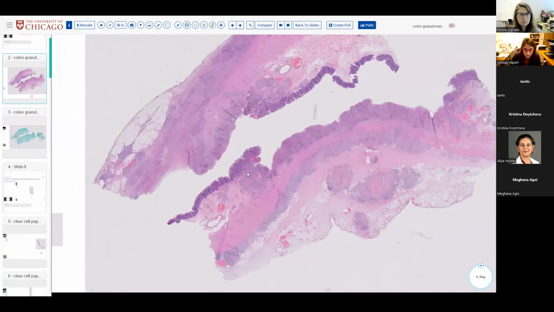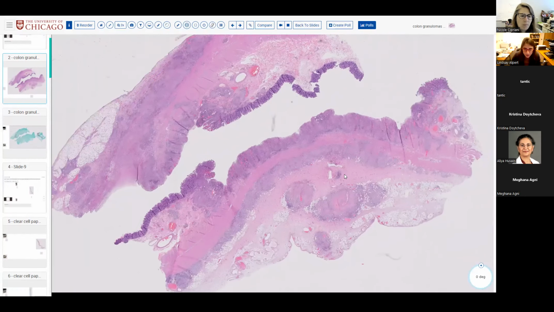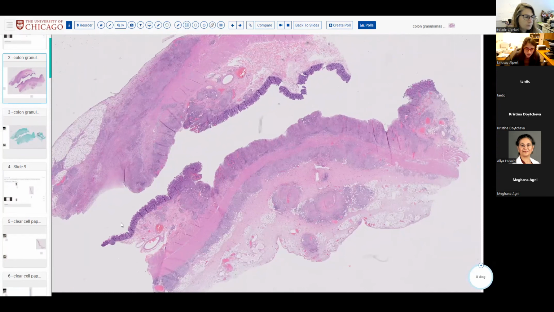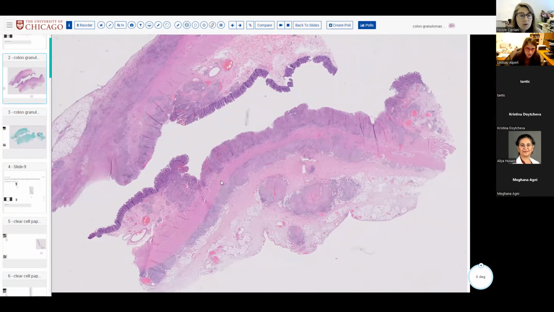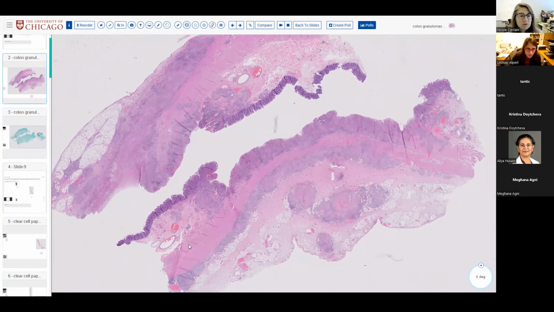And obviously on low power, it looks very abnormal. It looks like the mucosa is, oh, do I need to share my screen so that you can see me point to stuff or no? I guess it doesn't matter. No, you could, it's up to you.